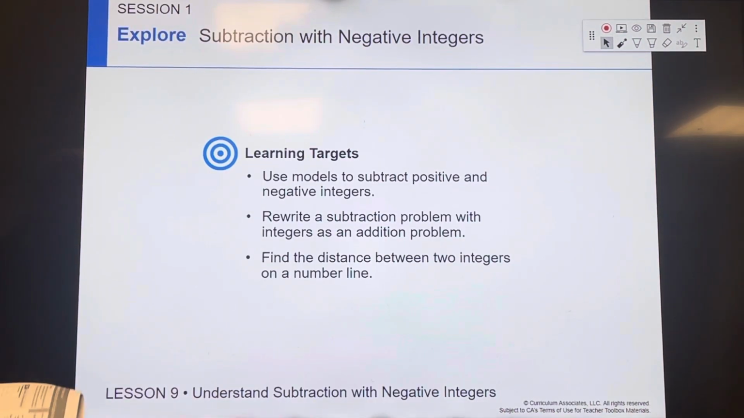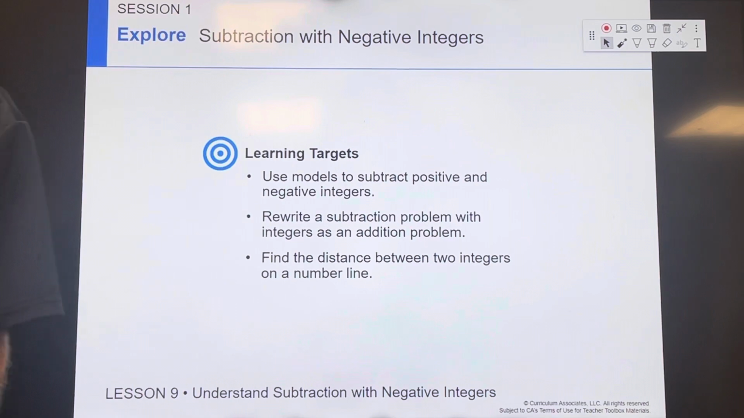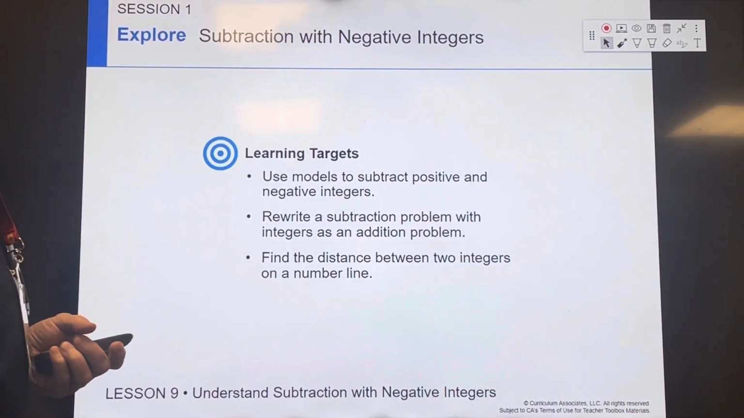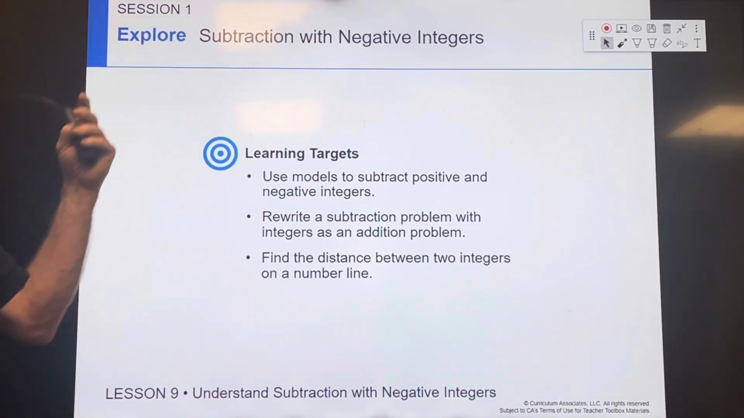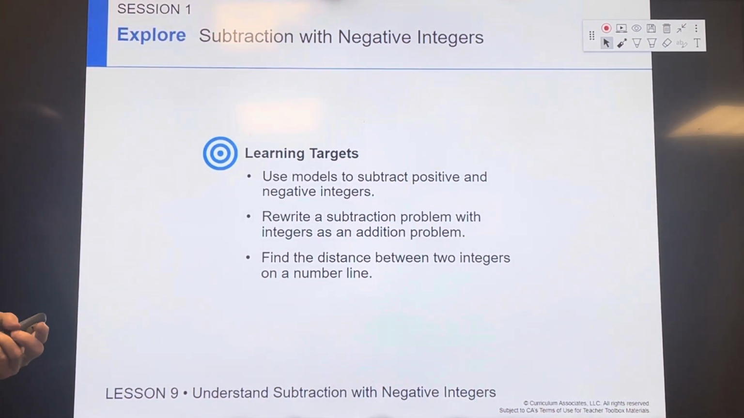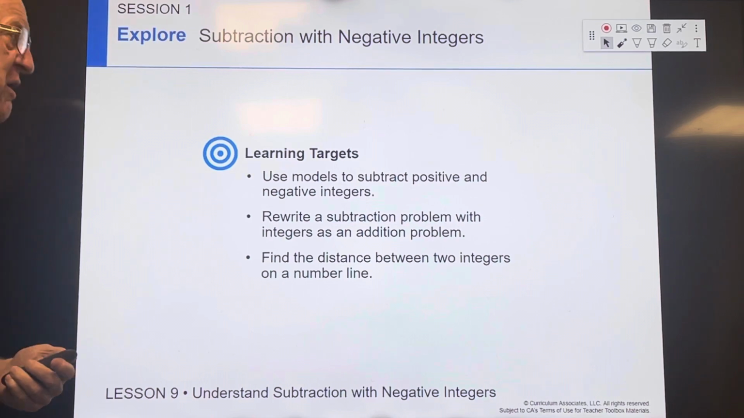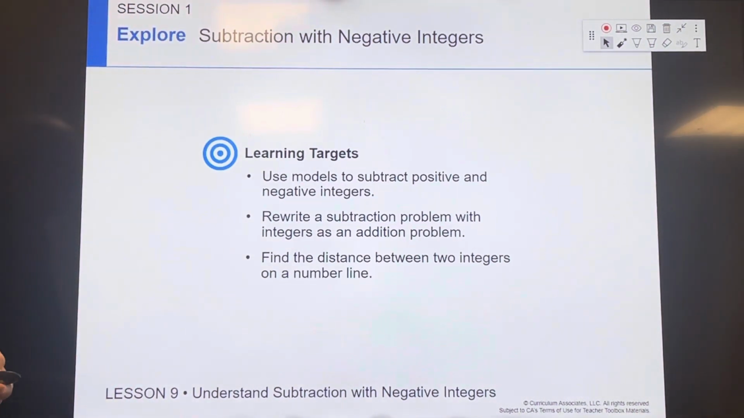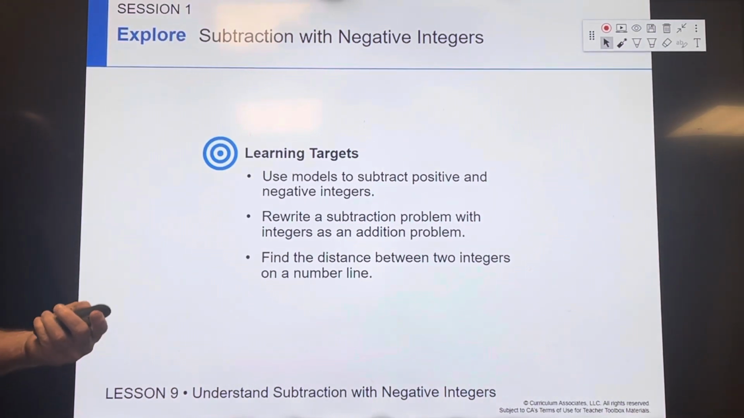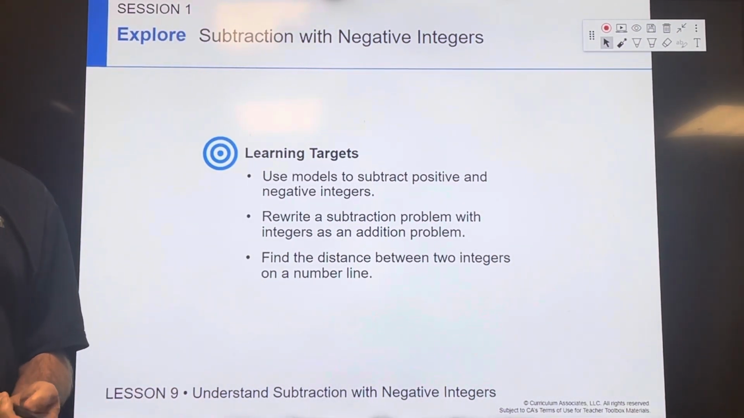We're going to start, this is lesson 9, session 1, and we're going to start with our learning targets for this week and what we're doing. We're going to be doing subtraction with negative integers. Our learning targets are to use models to subtract positive and negative integers. We're going to rewrite a subtraction problem with integers as an addition problem. We're going to find the distance between two integers on a number line. All right, so we've done a lot of this already. The only thing different is now we're going to take a subtraction problem and make it an addition problem.